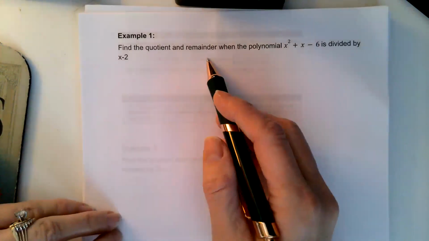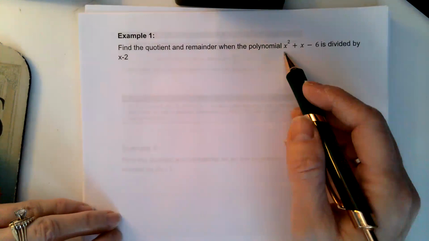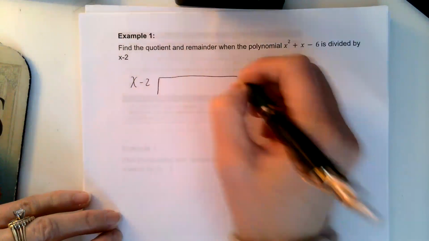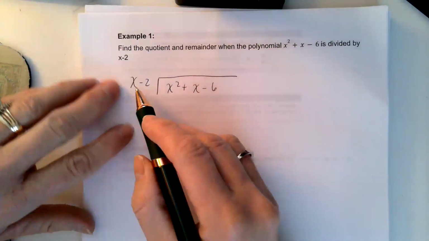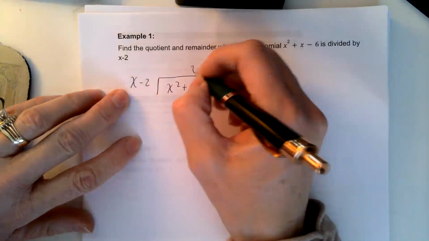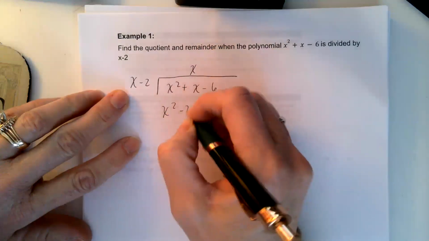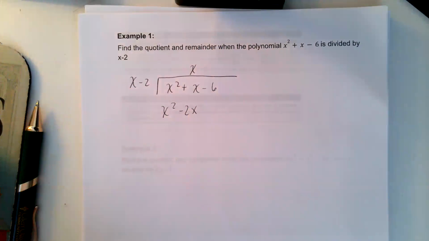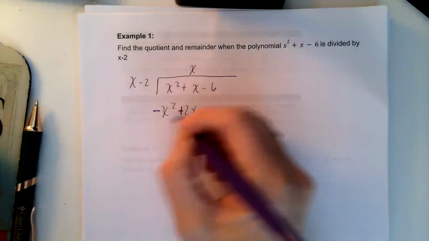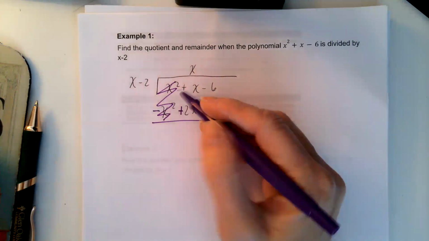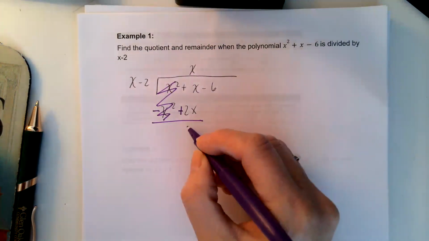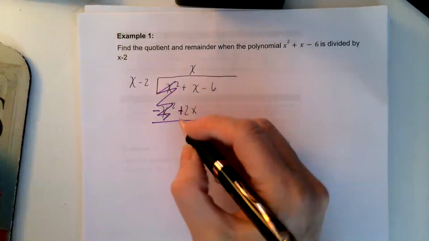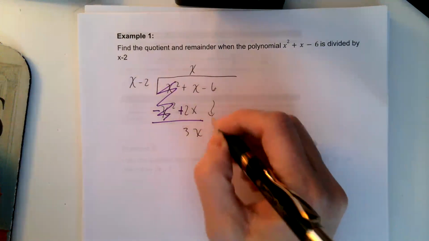So find the quotient and possible remainder when the polynomial x squared plus x minus 6 is divided by x minus 2. So I have to multiply x times x to get to x squared. So I'll have x squared minus 2x. And then when I subtract, I get subtracting and addition. So those cancel. That's what I have to do, I have to get those to cancel, and then I'll just combine the others. X and 2x is 3x. And I bring down my minus 6.